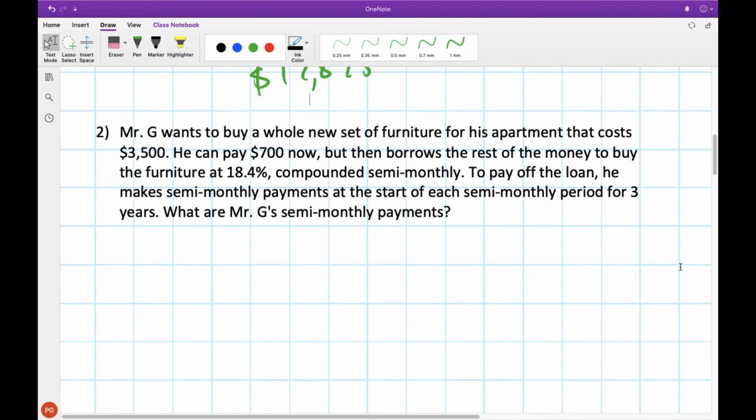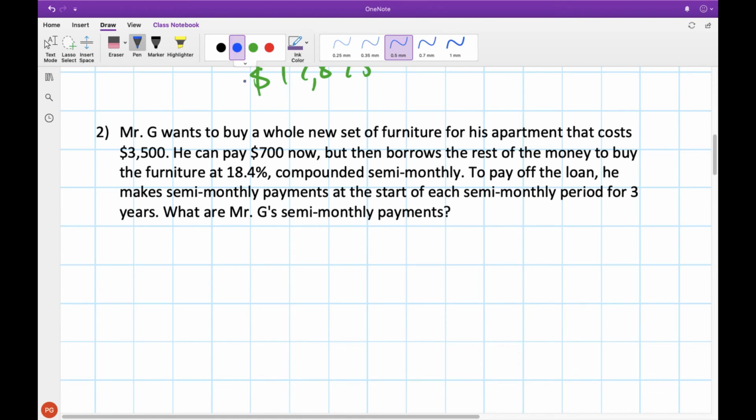Our last question here is about buying a new set of furniture for my apartment. I have $700 right now that I can pay towards this, but I have to borrow the rest at 18.4% compounded semi-monthly, and I want to know how much I'm going to be paying at the start of each semi-monthly period if I'm going to pay it off in 3 years.